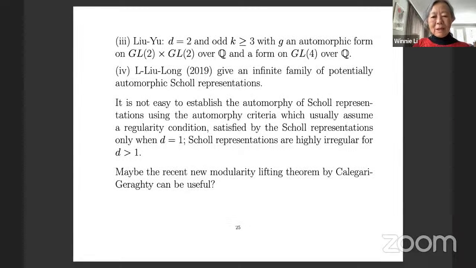I just want to remark that in general, it's not easy to prove the automorphy of Scholl representations, because modularity theorems usually assume a regularity condition, namely distinct Hodge-Tate weights. But for Scholl representations, that's the case only when d is equal to 1. When d is at least 2, they are no longer regular. But very recently, Calegari and Geraghty came up with a new kind of modularity theorem, which applies to irregular Galois representations. Maybe they can be used.